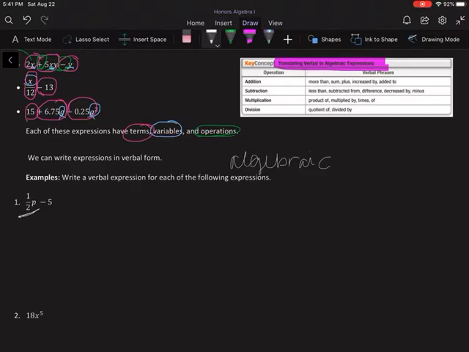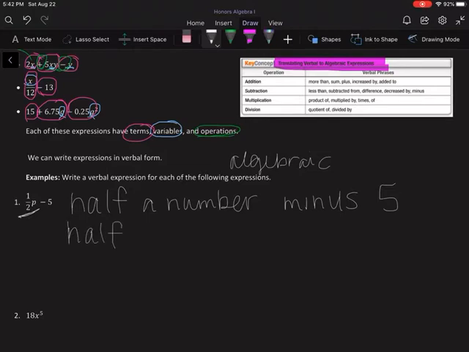We could say P, or we can say a number. So that is half a number minus 5. Okay, so you see subtraction up there. It has minus. Or we can say half P decreased by 5.